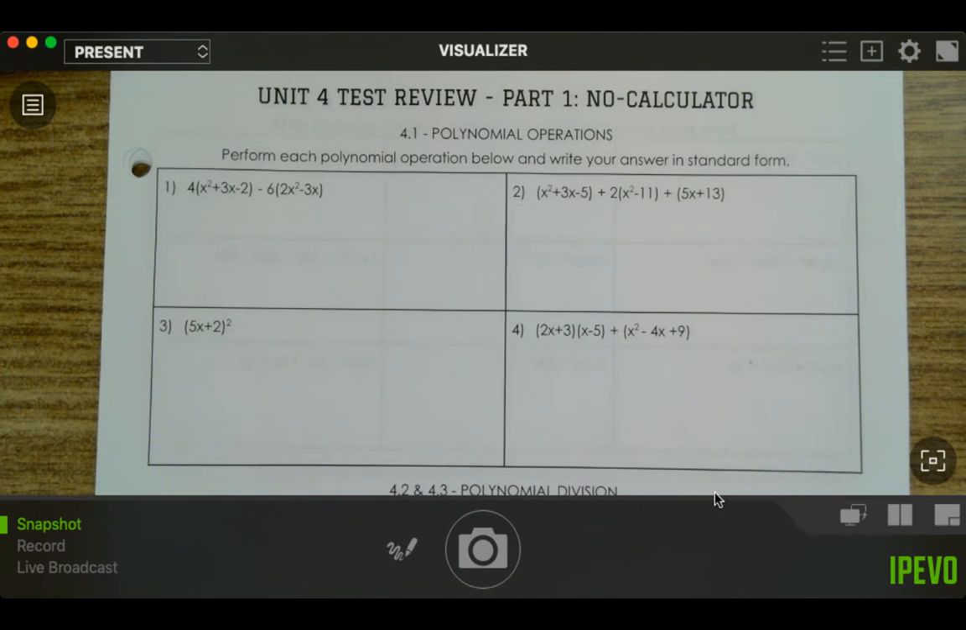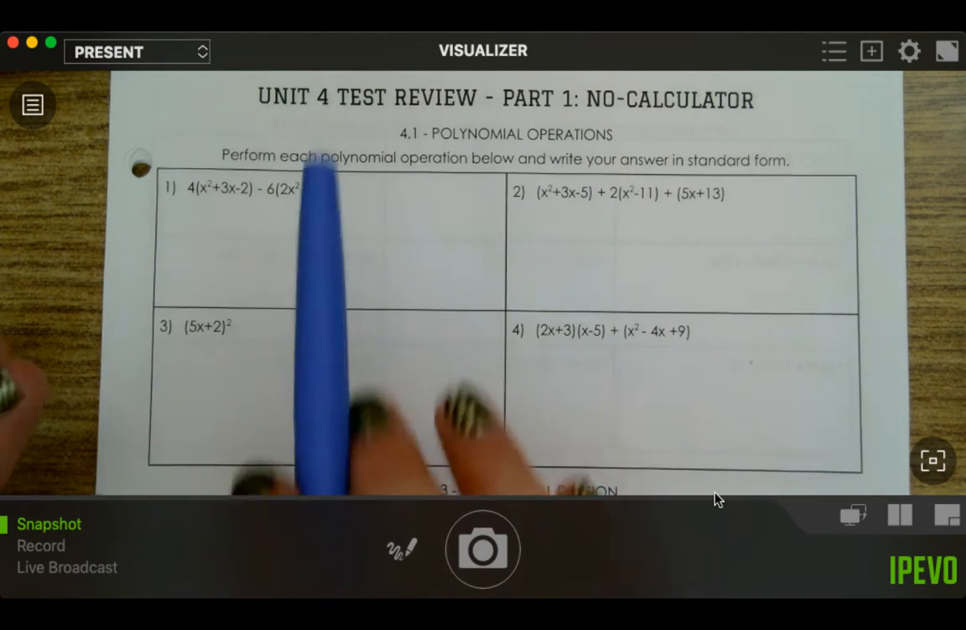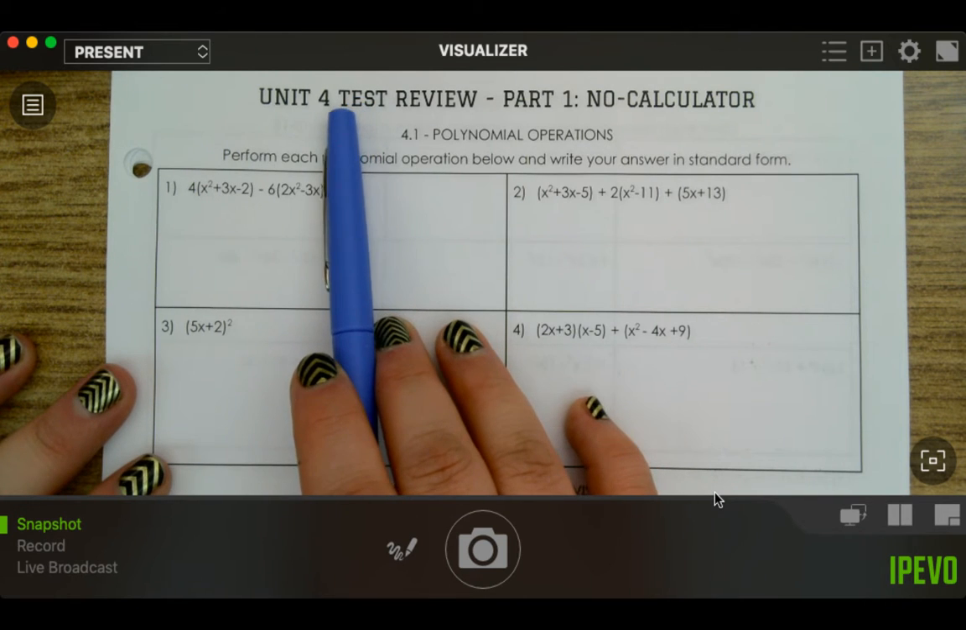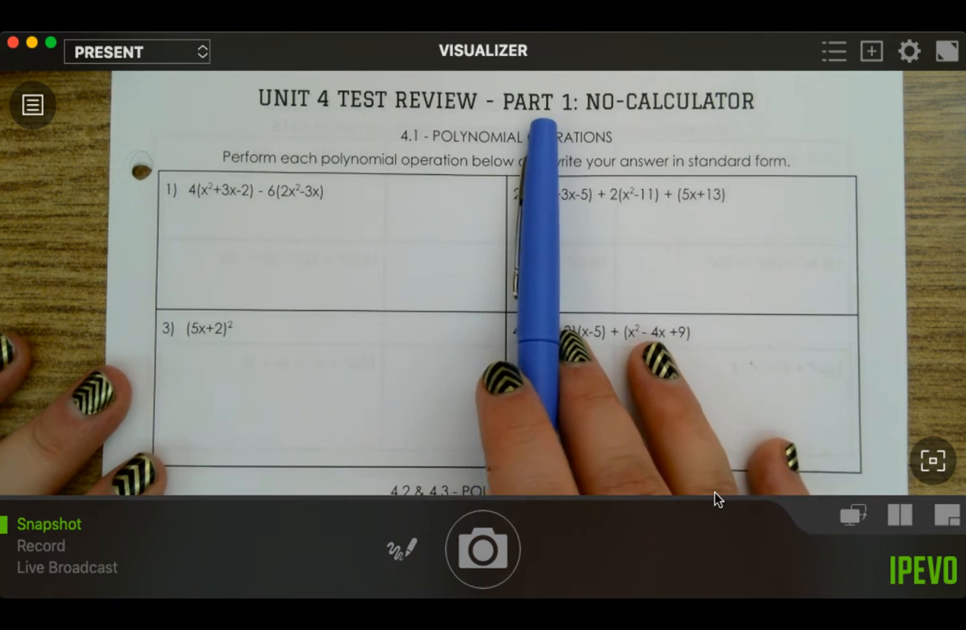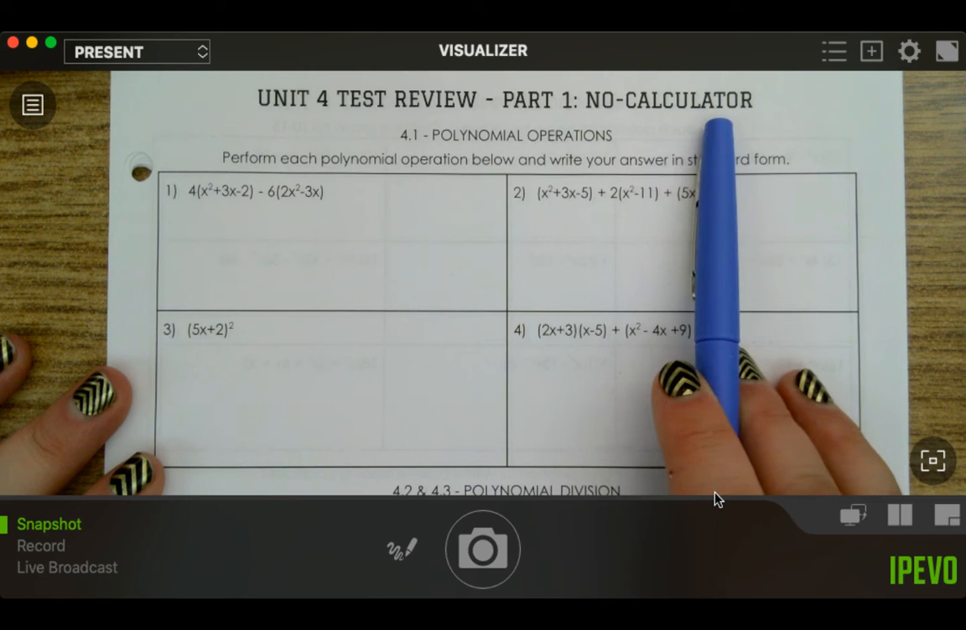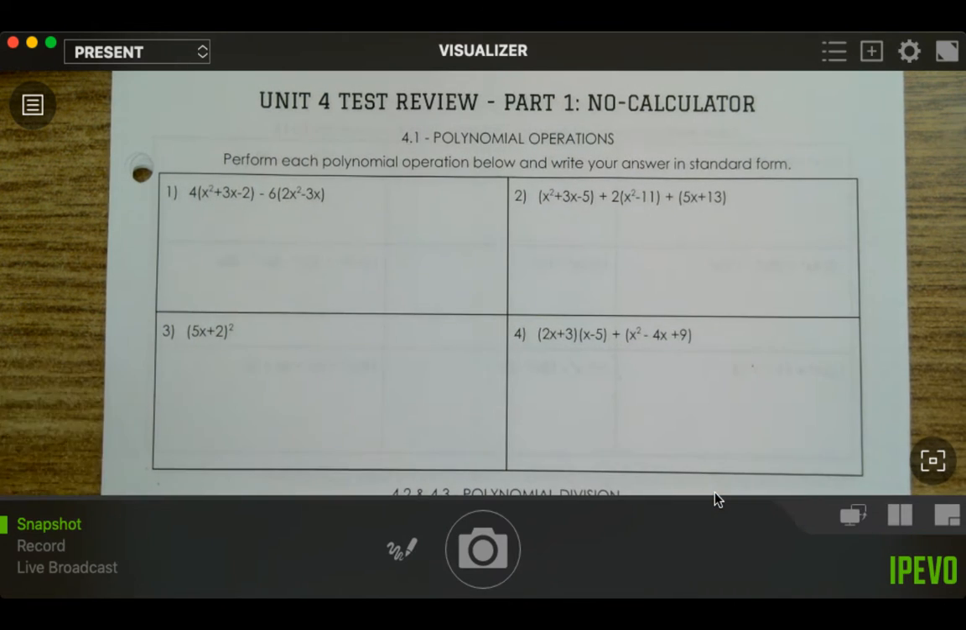Hey everyone, so in this video I'm going to tell you everything that's going to be on the Unit 4 test part 1. So this is the part that you do not get a calculator for. The first thing I'm going to do is run through the topics and then I'll go into a couple of the problems. I'm not going to do every single problem, but I'm going to do enough to give you an idea of how to do them, and then I'm going to leave the rest for you to try and check your answer using the answer key.